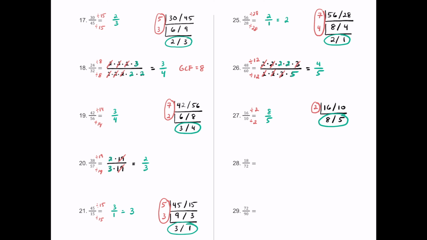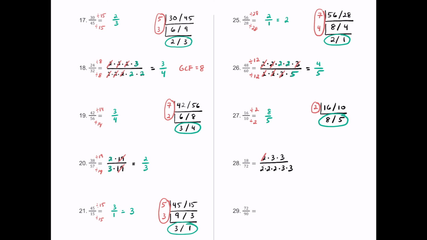For 28, let's use prime factorizations. For 18, we've done this a few times as well. That's 2 times 3 times 3 if you want to look back at a previous one. And then 72 breaks into 8 times 9. 8 breaks into 3 2's, and 9 breaks into 2 3's.